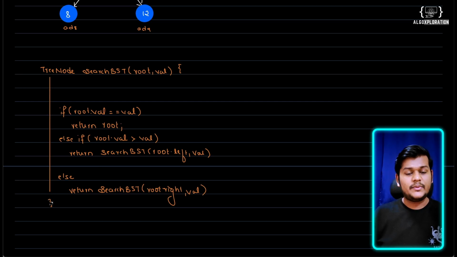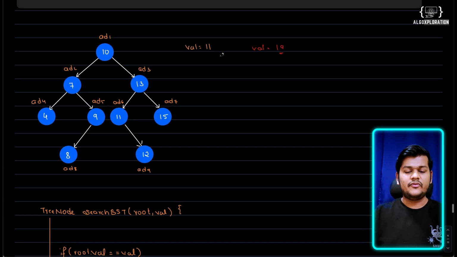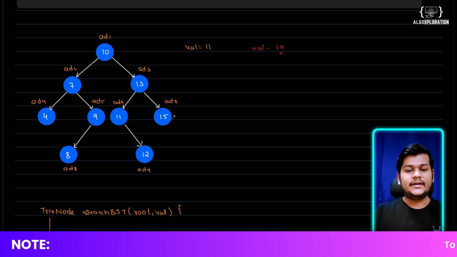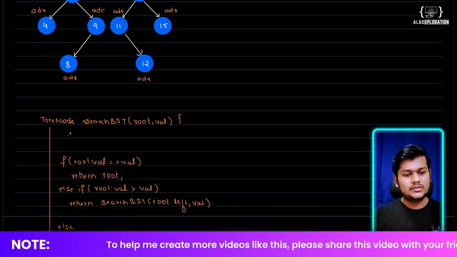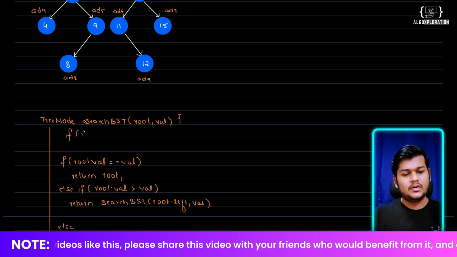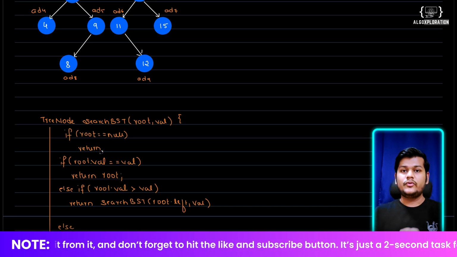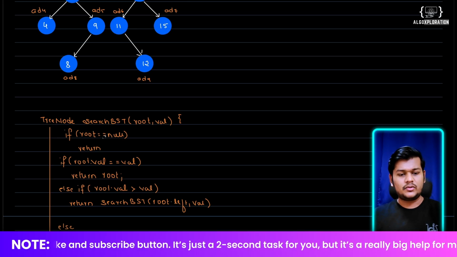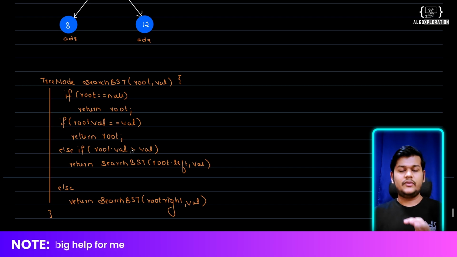But we are missing the base case. What if the root is null? Over here we have seen that if we want to search 90, and since I was standing over here, the address was null. So at that time we need to return null. So if root equals null, you can return null or root, both are the same. So that's it. We are done.